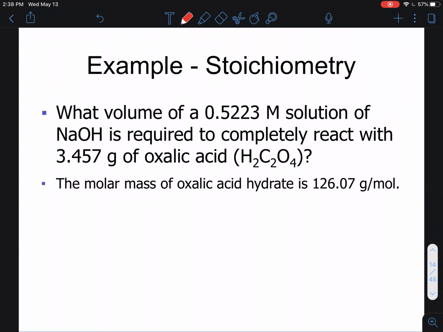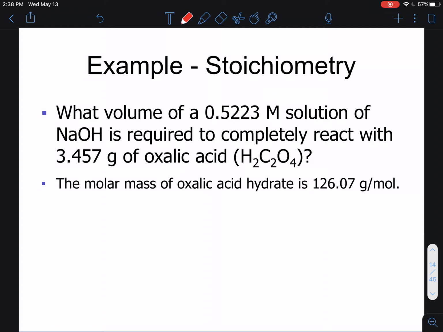So we can do some stoichiometry with our acid-base solutions, considering molarity and all that. What volume of a 0.5223 molar solution of sodium hydroxide is required to completely react with 3.457 grams of oxalic acid? This is exactly like our lab from before. What we're going to do first is start with the known concentration of sodium hydroxide.